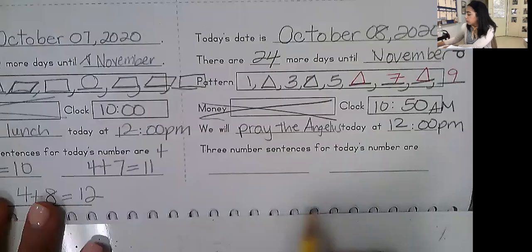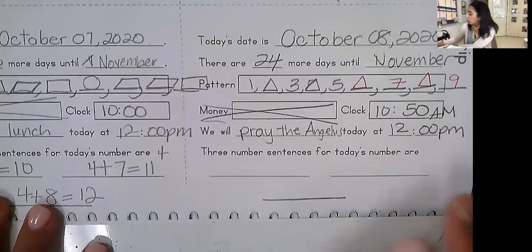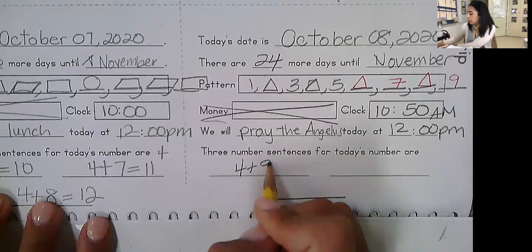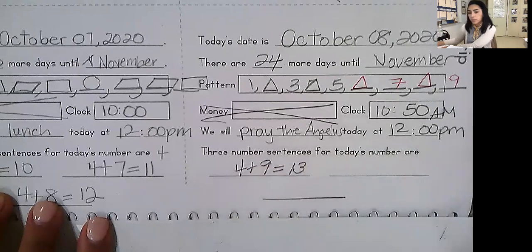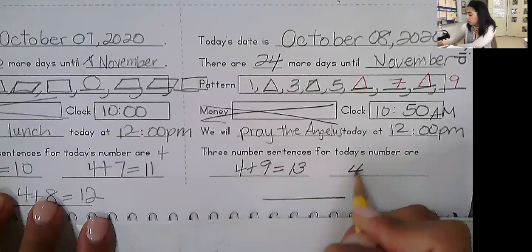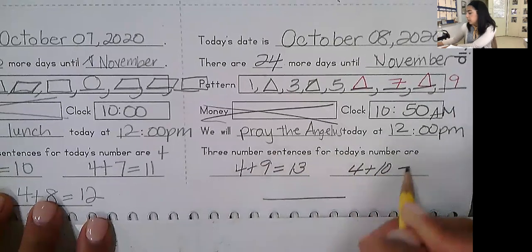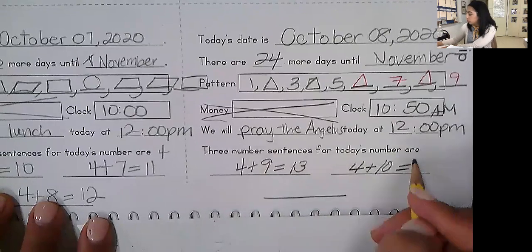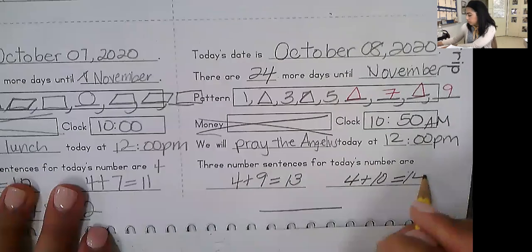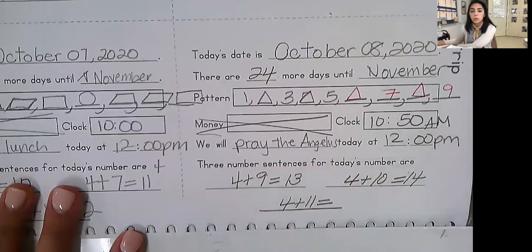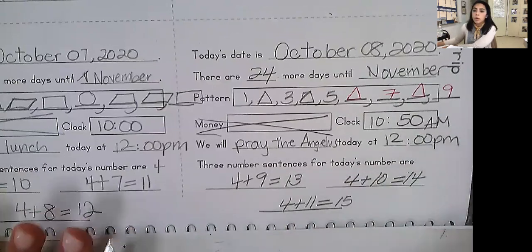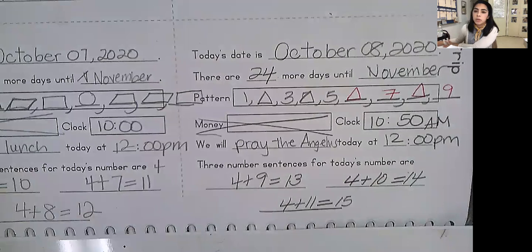And our number sentences for today's number are 4 plus 9 equals 13. 4 plus 10 equals 14. And 4 plus 11 equals, that's right, 15. Go ahead and put pause if you need more time filling this out. Good.